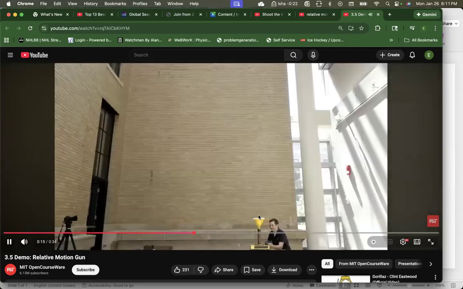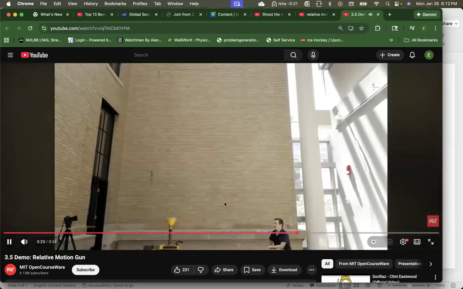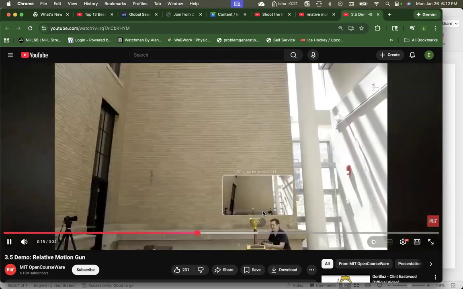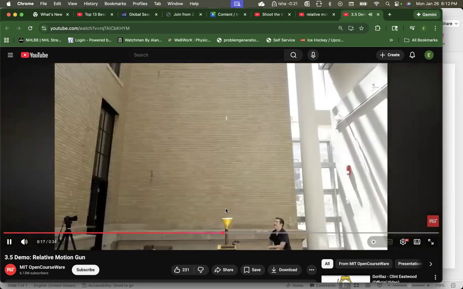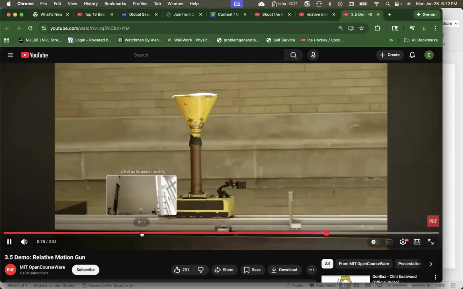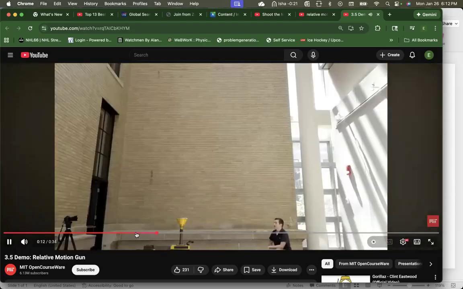So again, let's watch. He pushes it. Notice that the ball in the Y direction goes up and then comes straight back down. So in the Y direction, it simply goes up and then comes down. So let's back it up. In the X direction, notice what happens is the ball follows the bucket. So in the X direction, it simply moves along with the bucket.